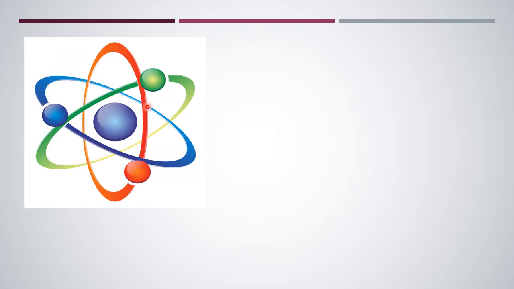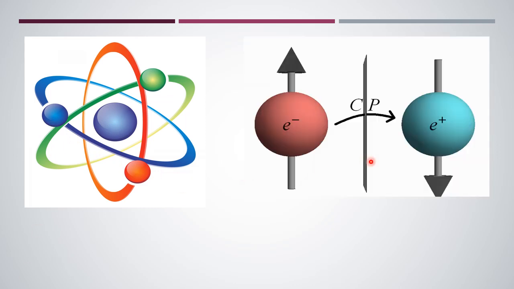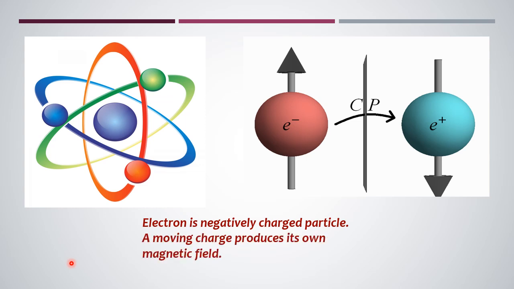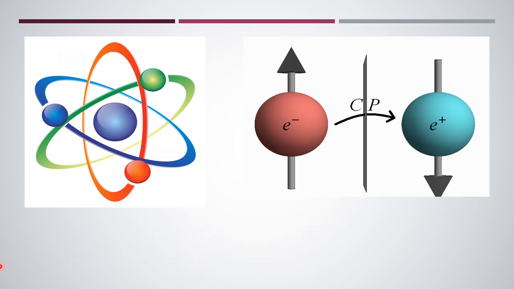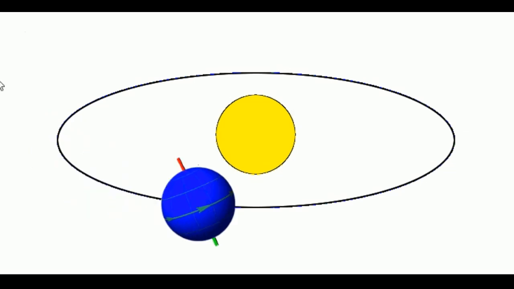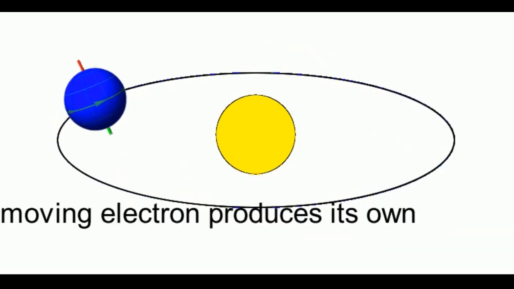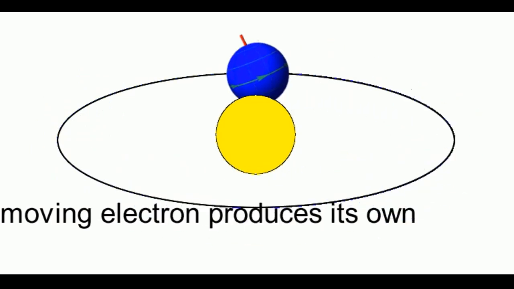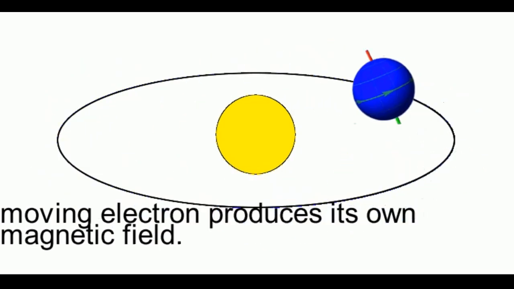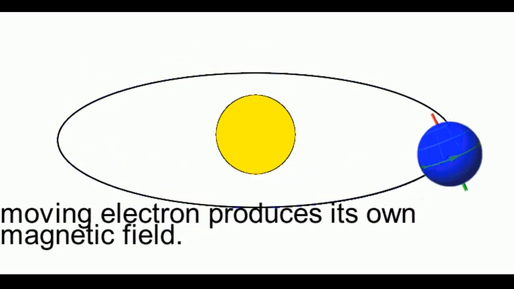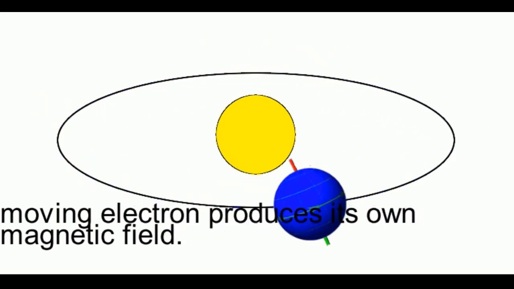An electron in an atom revolves around the nucleus and also spins on its own axis, whether in a clockwise direction or in an anti-clockwise direction. An electron is a negatively charged particle, and any moving charge produces its own magnetic field. Carefully observe this electron. It is not only revolving around the nucleus but is also spinning on its own axis. As the electron is a charged particle, a moving electron produces its own magnetic field.